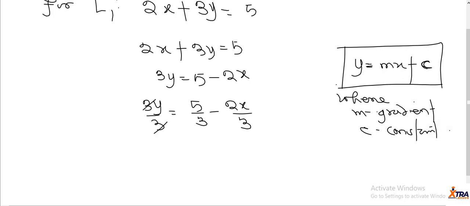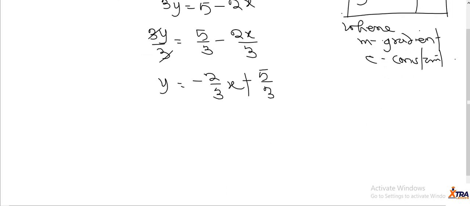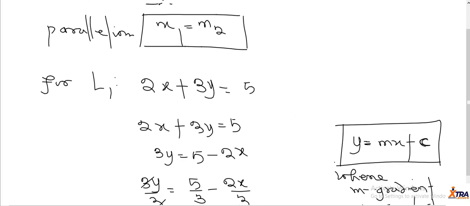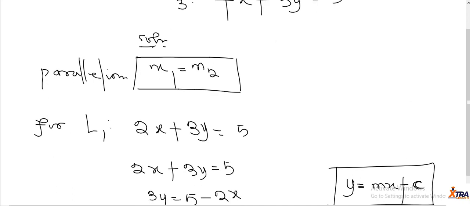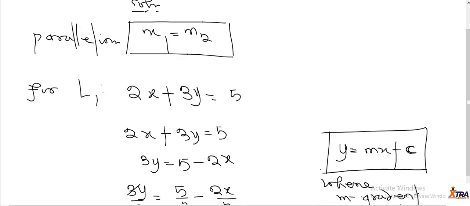Dividing both sides by 3, we get 3y over 3 equals 5 over 3 minus 2x over 3. This 3 cancels this 3, so we have y equals, and we can interchange the terms: minus 2 over 3 x plus 5 over 3. So here we have our M1, the gradient. Gradient 1 equals minus 2 over 3.